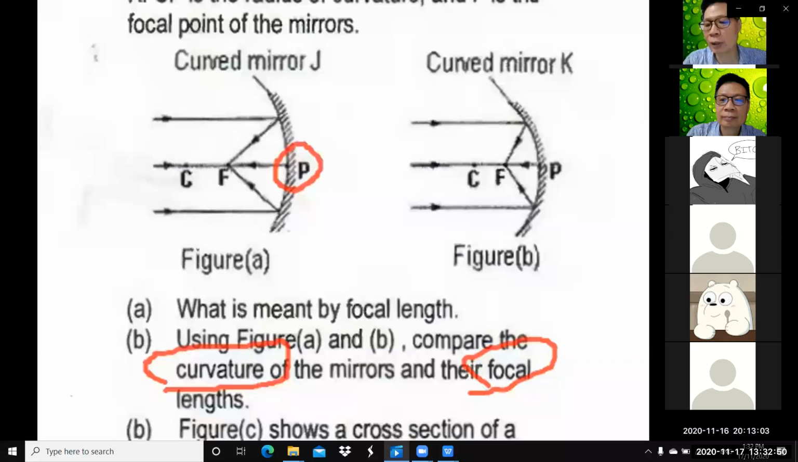Shani, can you continue? The more the mirror curves. Shani, can you answer? The more the mirror curves, the focal length. Yeah, correct. But you say like this: the more the mirror curves, the shorter the focal length. Okay, the shorter the focal length.